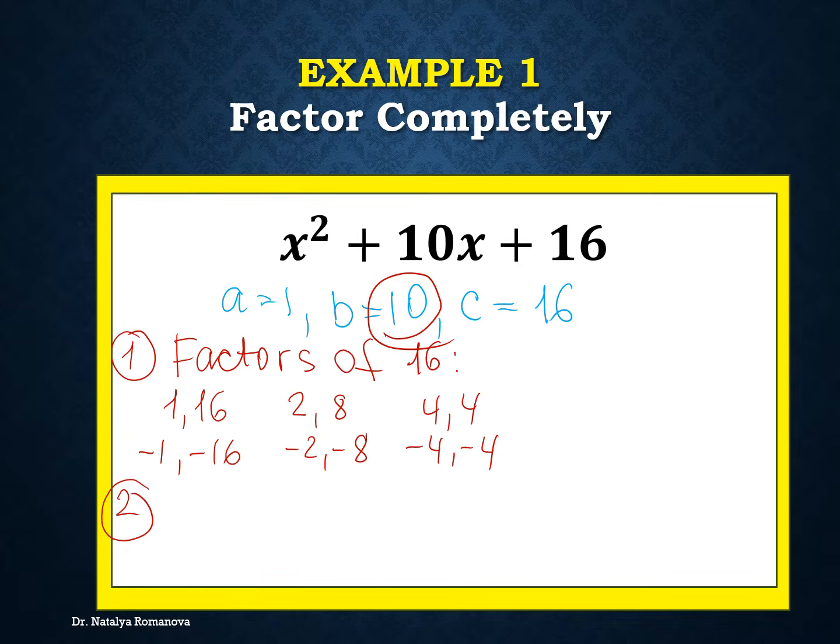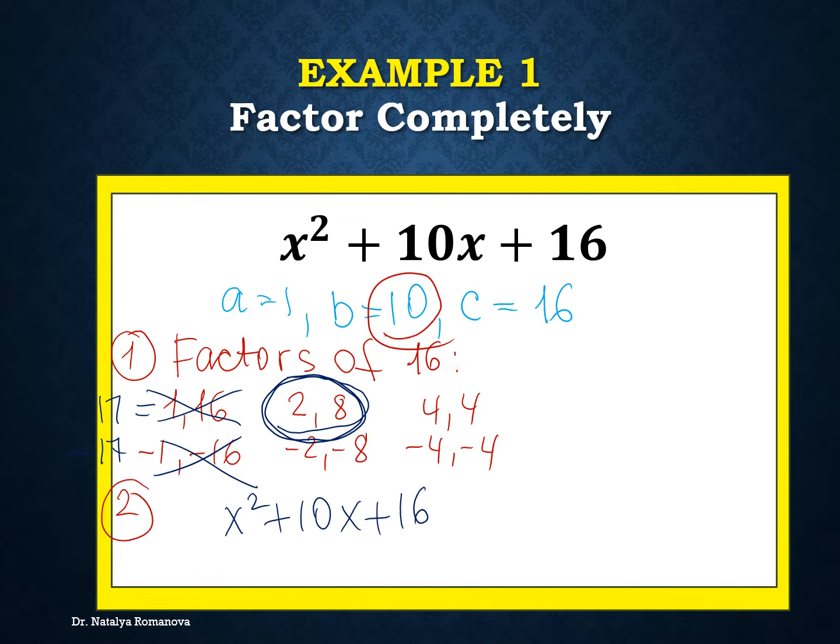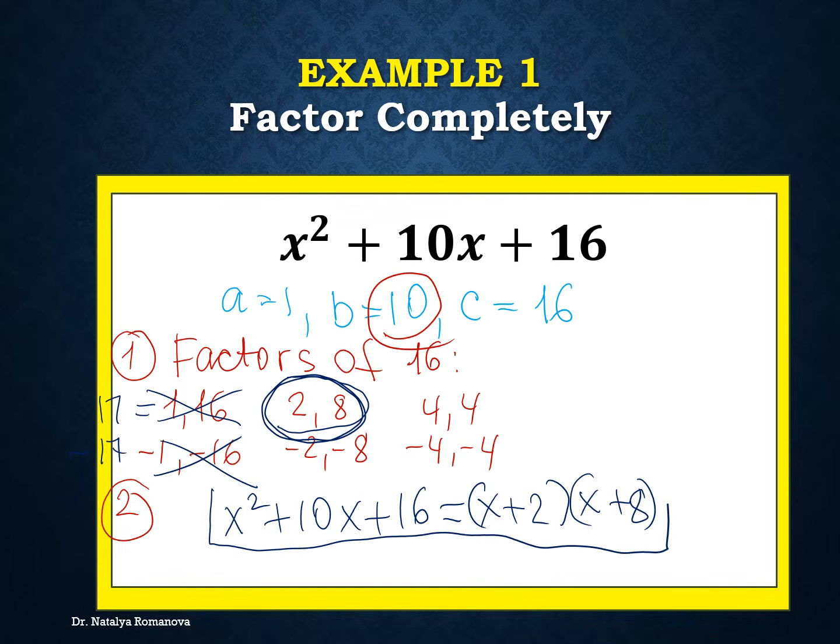So we can see 1 plus 16 equals 17, which is not equal to 10, so it doesn't work for us. Negative 1, negative 16, it is negative 17, doesn't work for us. 2 plus 8 equals 10, this is our couple. We take 2, 8, and now we can write the answer. So x squared plus 10x plus 16, we can write like a product (x plus 2) and (x plus 8). It is our complete factored form for this example.